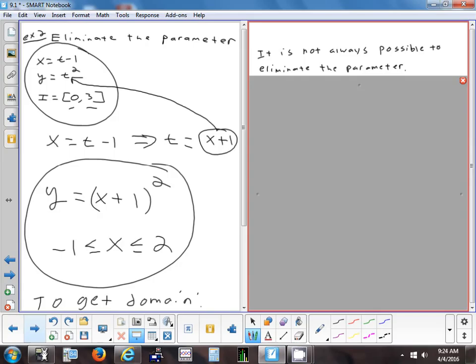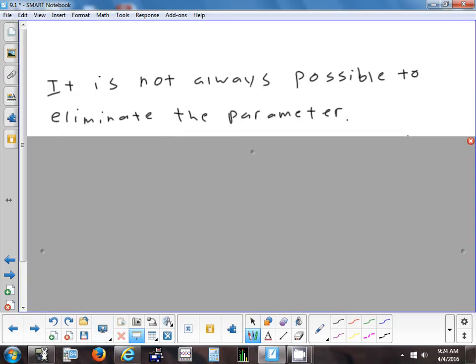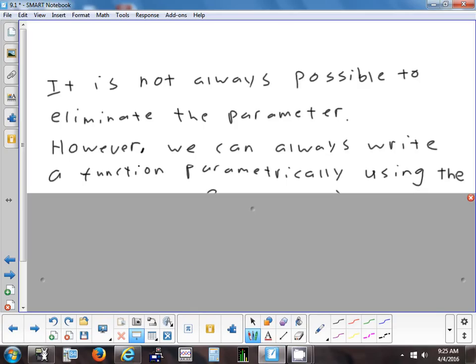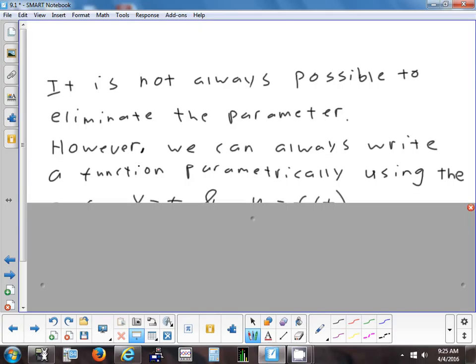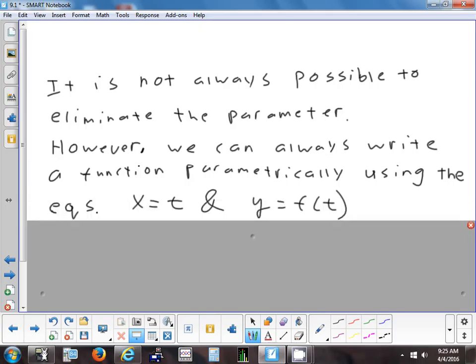All right, so we've been able to eliminate the parameter in both of these equations. You can't always do that. There are some equations that are more complicated, where you can't get rid of the parameter. But it is always possible to take something that doesn't have a parameter and turn it into one. So this is basically like turning something from a function into parametric. This is the opposite of the way we just did it.